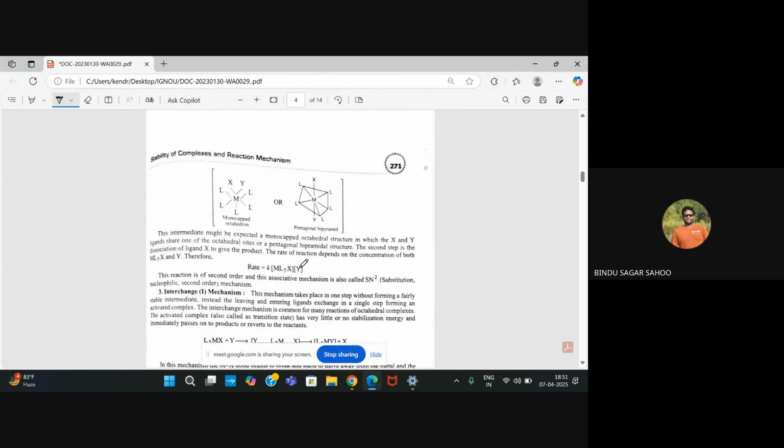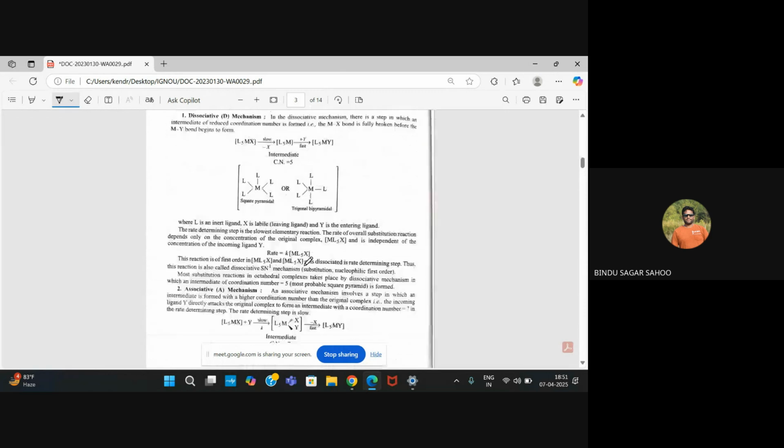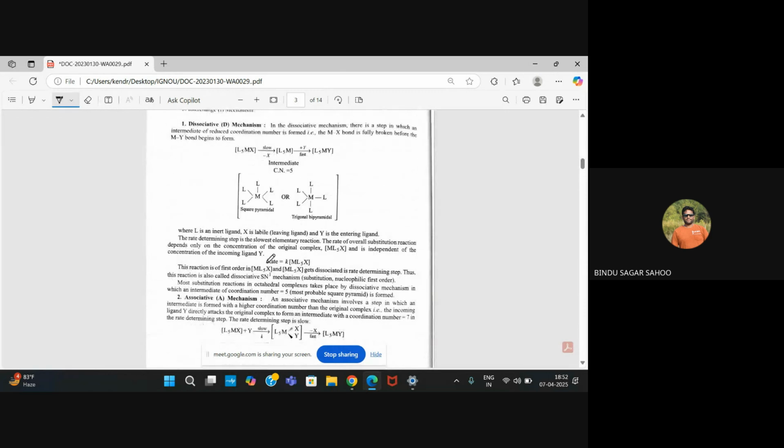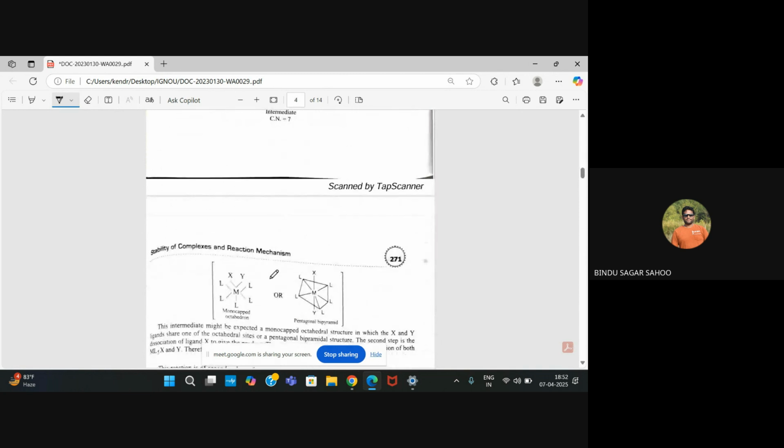You can see here, in this reaction, the rate will depend upon the initial concentration and also the concentration of the incoming ligand. But in the SN1 mechanism or dissociative mechanism, the rate will only depend upon the initial concentration. So this is the difference between dissociative and associative mechanism. In dissociative mechanism, the rate depends upon the initial concentration only. But in associative mechanism, the rate will depend upon the initial concentration as well as the concentration of the incoming ligand.